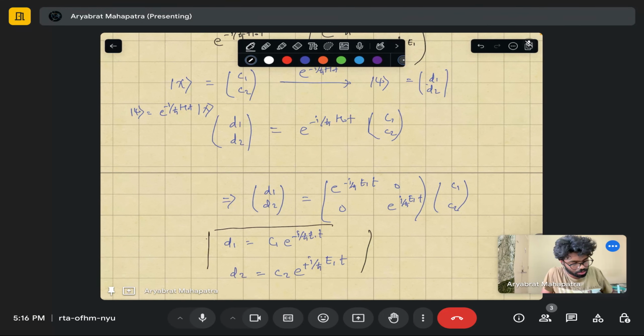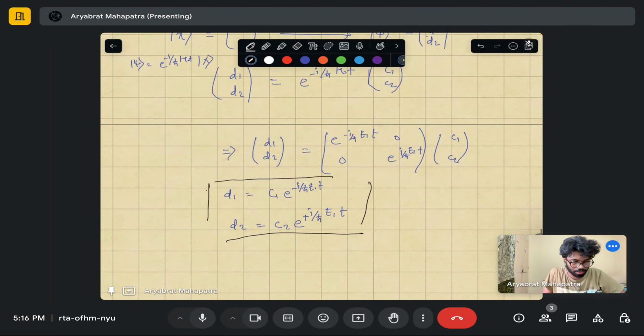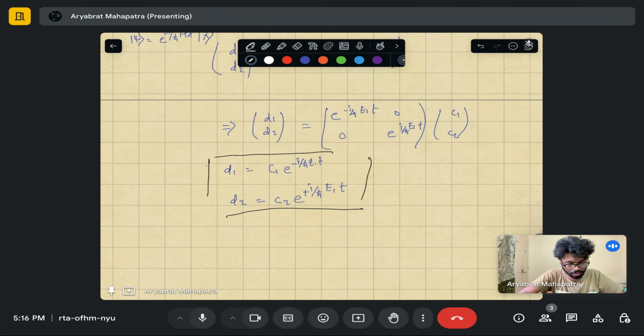I think this was not asked in the question, but it is another part of that question: what your psi will be. So psi is basically this, and after all you have to find C1 and C2, because that is what the question asks. For C1 and C2, we have to go to the interacting picture.